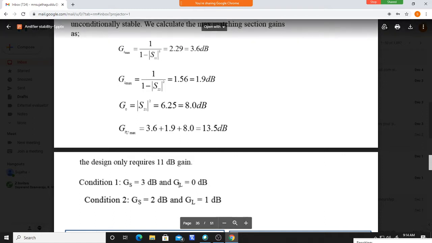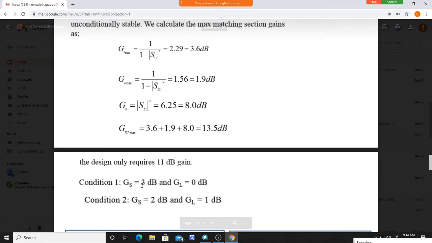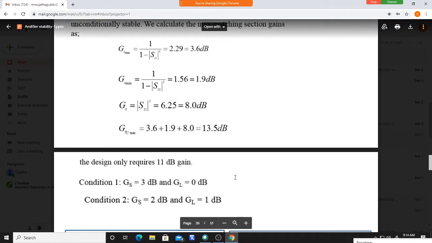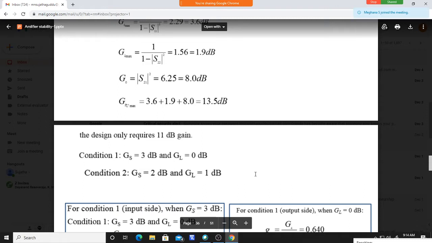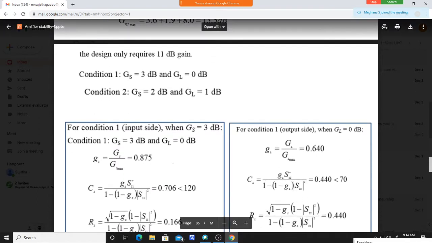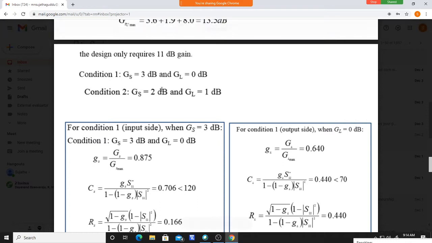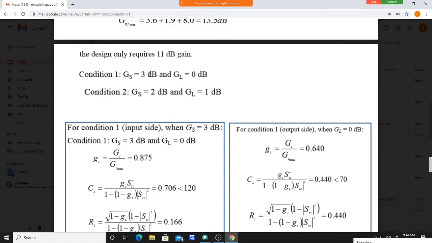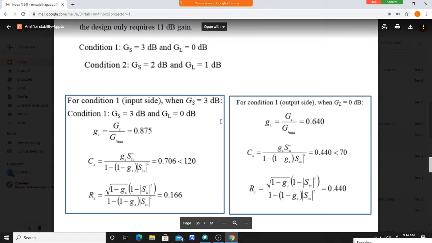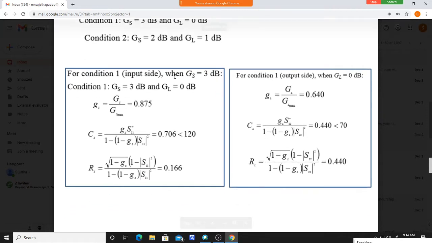GS is 3 dB and GL is 0 dB. By taking like this also you can design the amplifier for 11 dB. So if you take the option GS 2 dB and GL 1 dB, you should draw the 2 dB gain circle and the GL 1 dB circle. But if you take this option, you should draw the 3 dB circle and the 0 dB circle. That's all.